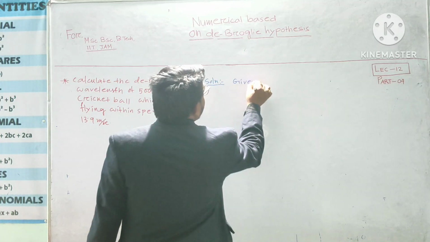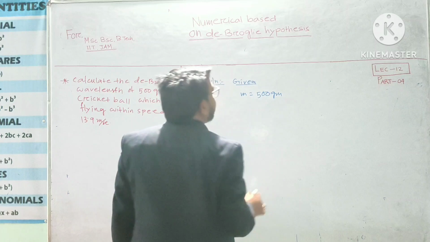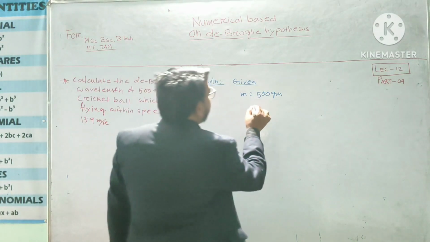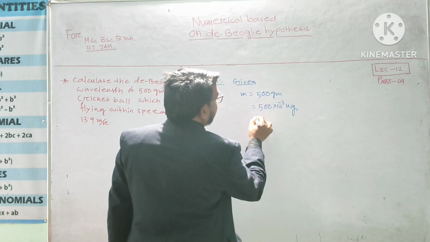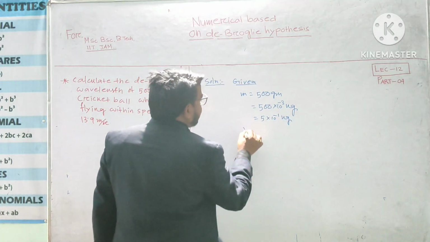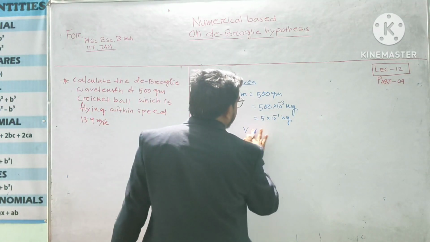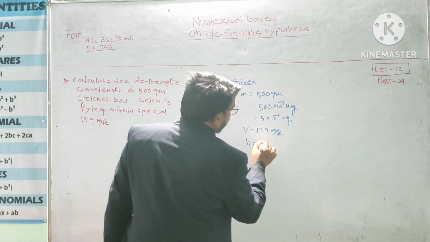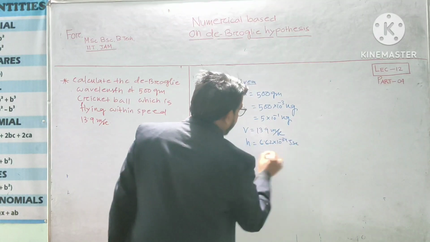Given, the mass of the ball is m equals 500 gram. As you know that gram is not an SI unit of mass, so it should be converted into the SI system, and this is equal to 500 into 10 to the power minus 3 kg. So finally we can write 5 into 10 to the power minus 1 kg, and the velocity of the ball equals 13.9 meter per second. Also Planck constant h equals 6.62 into 10 to the power minus 34 joule second, and lambda equals what?